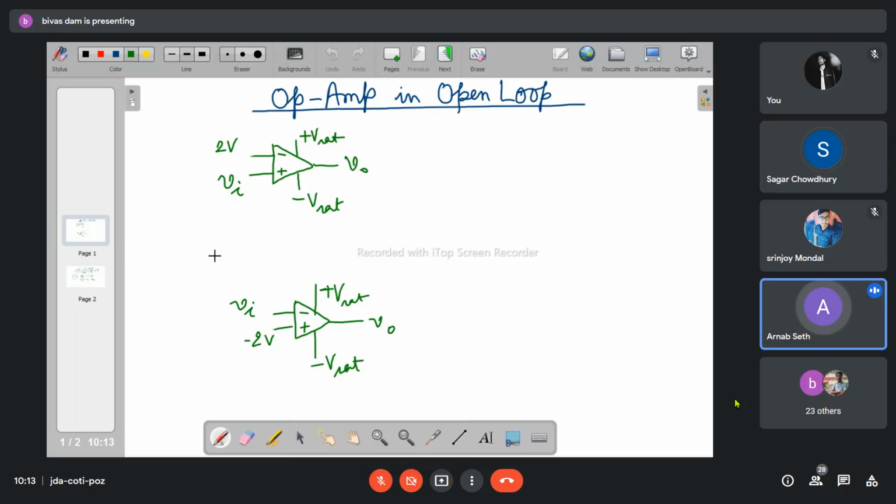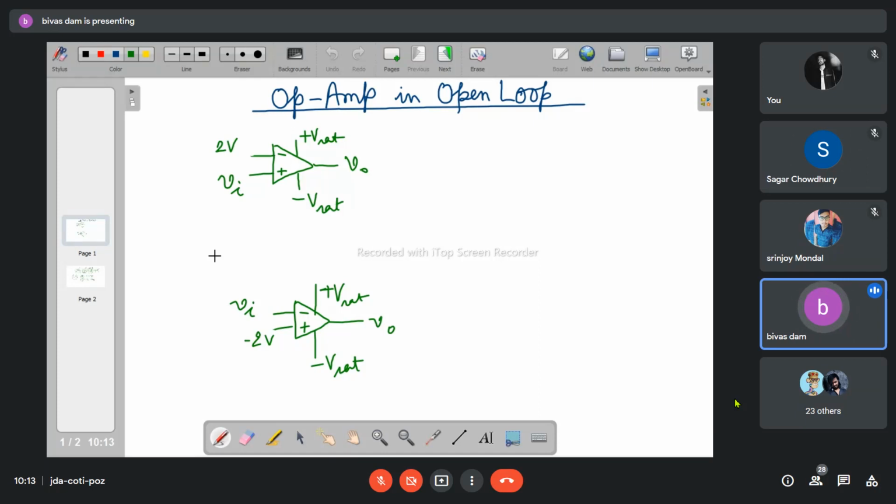Because the VI value compared to the V0 value is very small. Why is that linear region itself so small? Very high gain. AD value is very high, sir. Gain is very high.